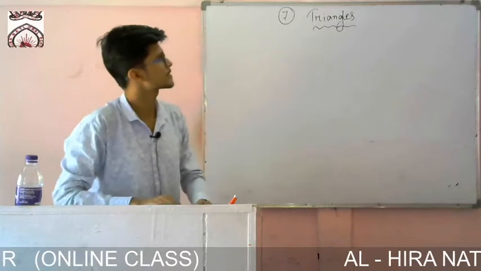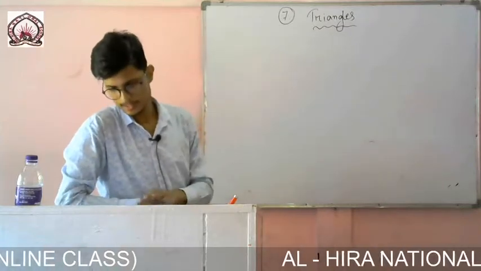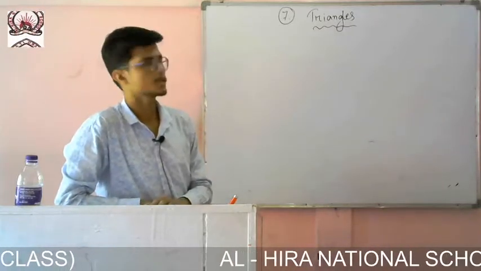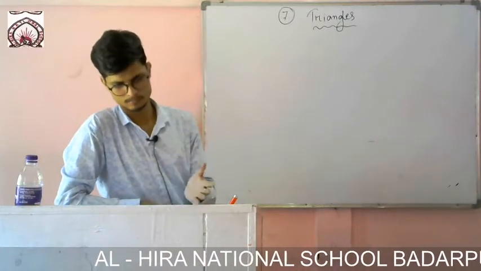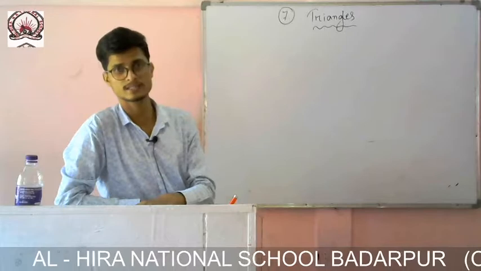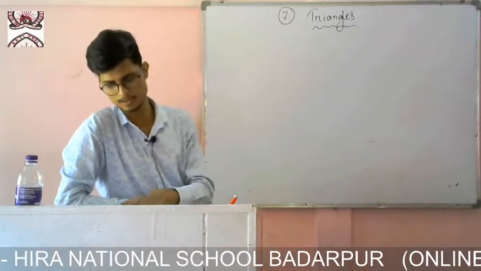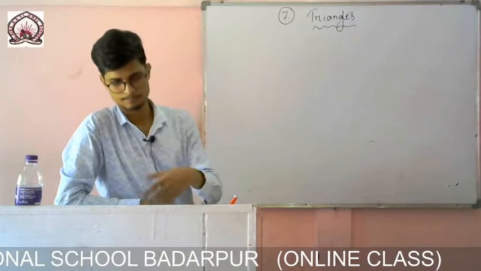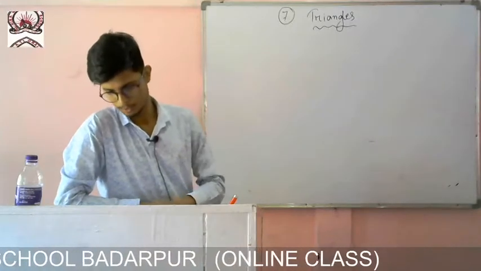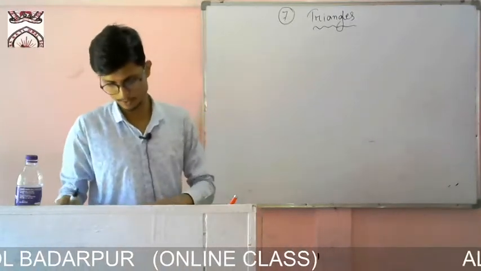So today we'll be discussing exercise 7.3 of the chapter Triangles. The first two chapters I have completed, including explaining all the examples that are in the chapter. So try to practice them again and again. Today we'll start exercise 7.3.